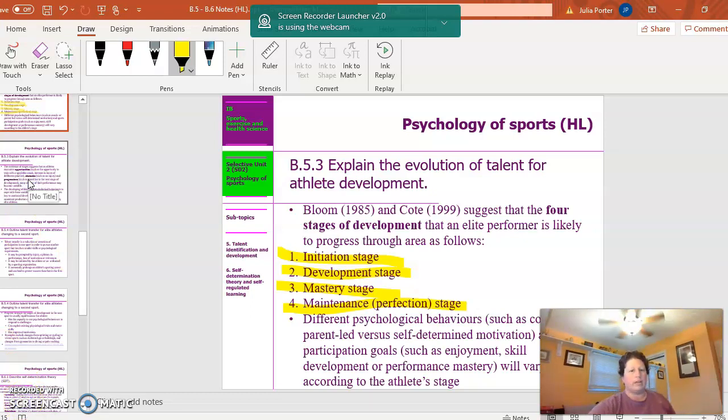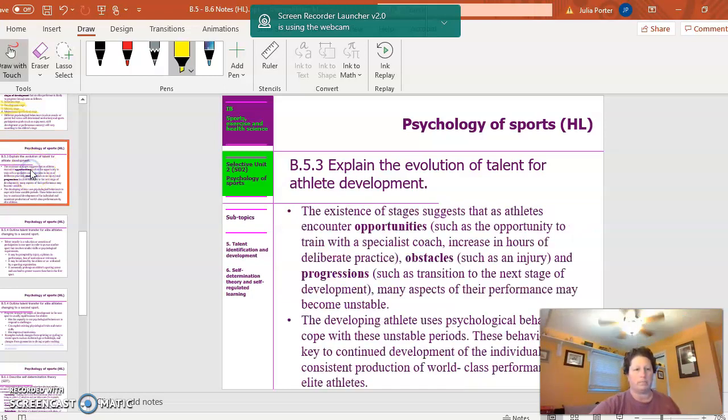So when we're looking at athletic development, there are 4 stages. In these stages, the athletes encounter opportunities, obstacles, and progressions. So these are things that either get in the way or help the athlete in their development.